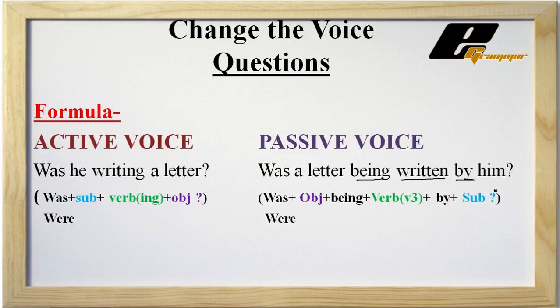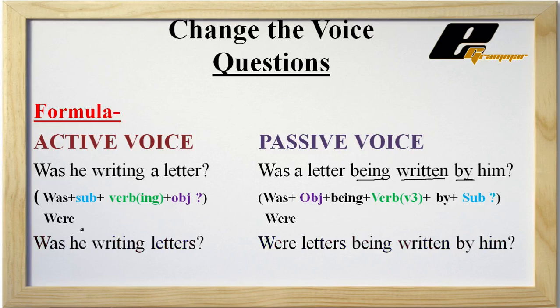But if in our sentence our object is in plural form, at that time what happens? See, actually we are constructing a question here. See, was he writing letters? Now see here what I have done, I write letters, this is an object. This object is in the plural form, so were letters. Exactly after object then comes being, were letters being. After that third form of the verb, written, by him, and question mark. Okay, understood? Now take a look at some examples for this.